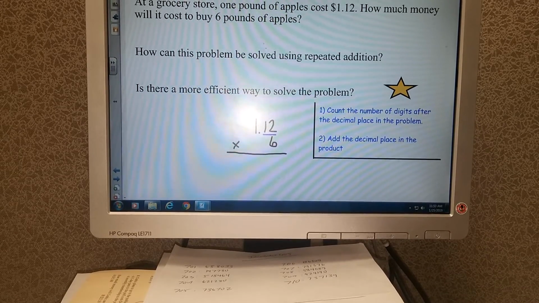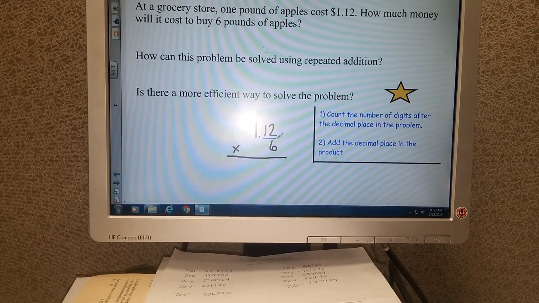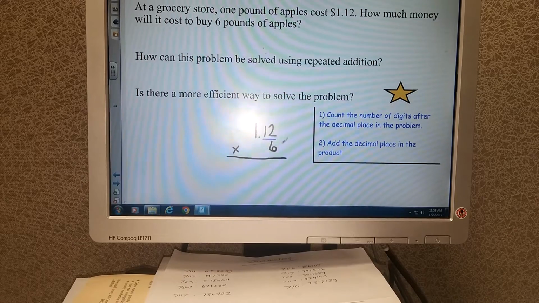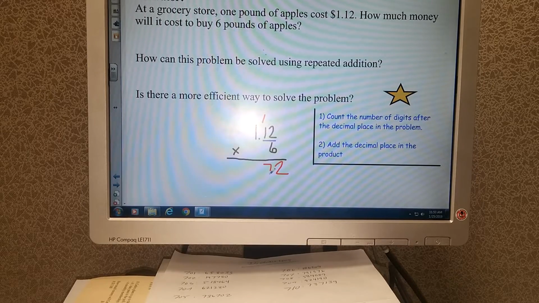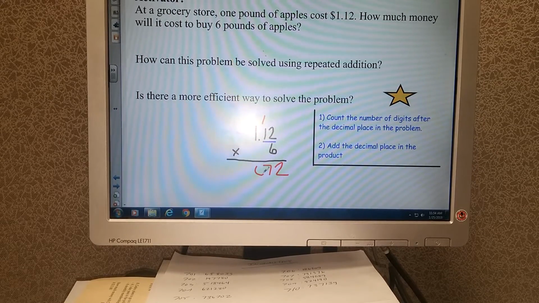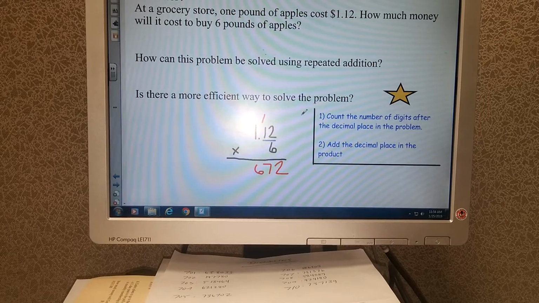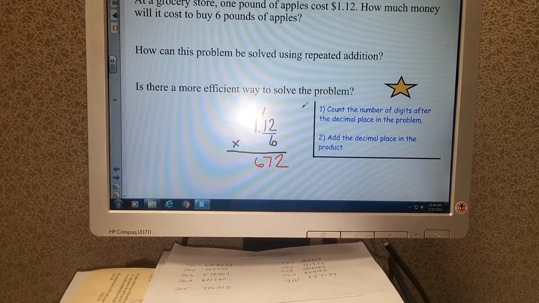And when you multiply decimals, you can do it just like you're multiplying whole numbers. You start with your ones place. 6 times 2 is 12. You write the 2. You carry that 10 up. 6 times 1 is 6 plus 1 is 7. 6 times 1 is 6. So we have 672. But I know $672, that doesn't make any sense.